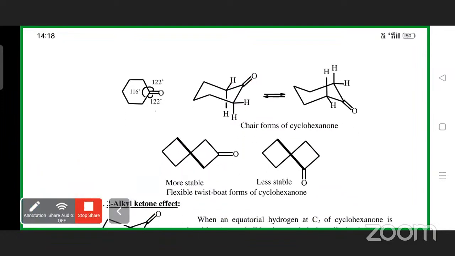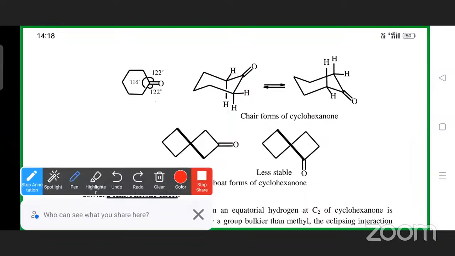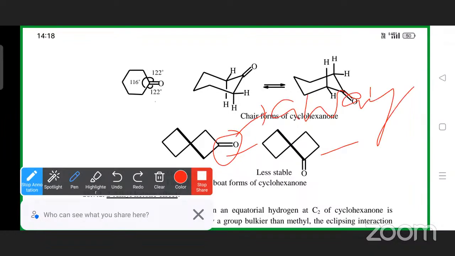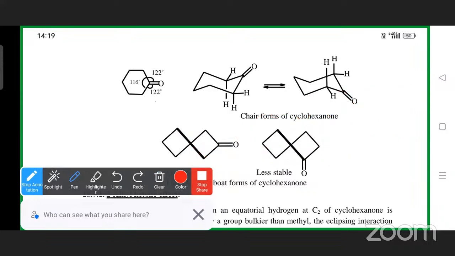That's why if you convert this into another conformation, the twist boat conformation, the boat conformation also suffers some steric strain. But in this particular twist boat, the carbonyl is away from the ring. This bond is above the plane, and this CO carbonyl is on the plane. That's why no steric repulsion or steric strain is encountered by your carbonyl group here. That's why this conformation is favored.